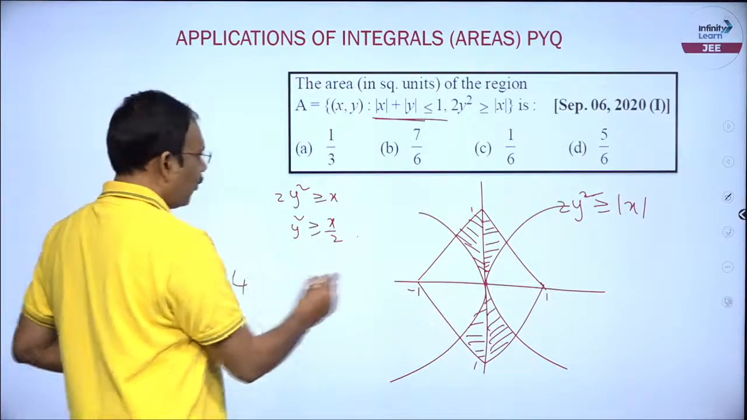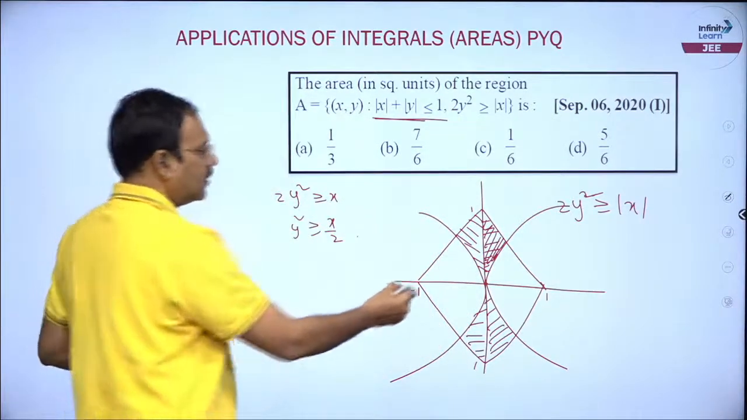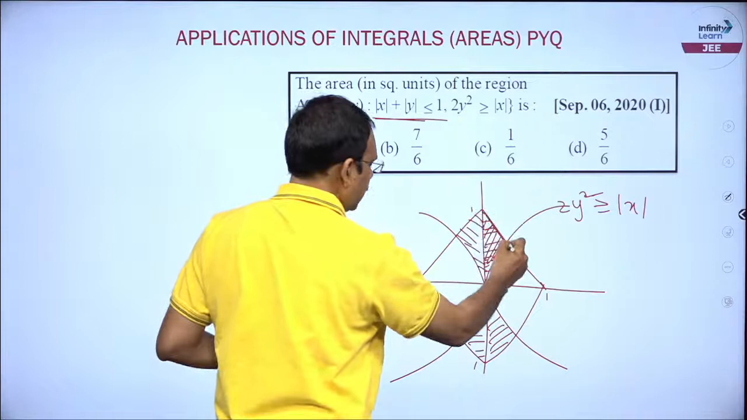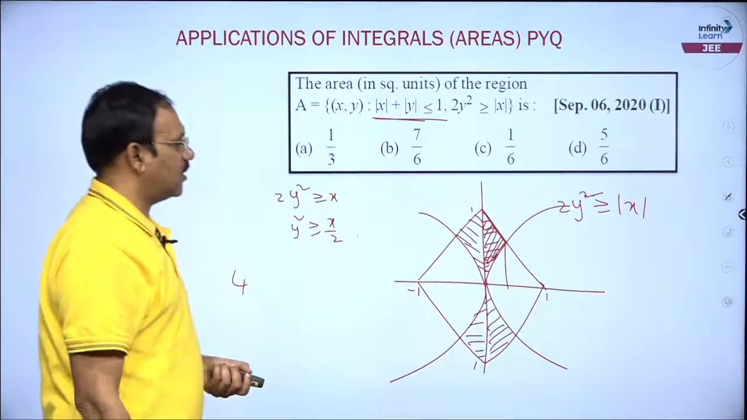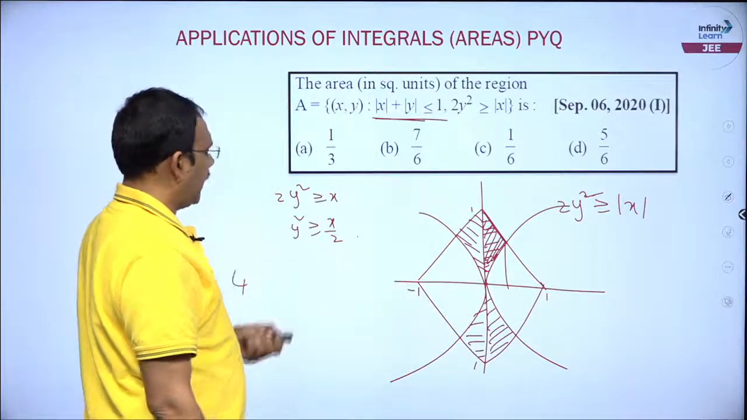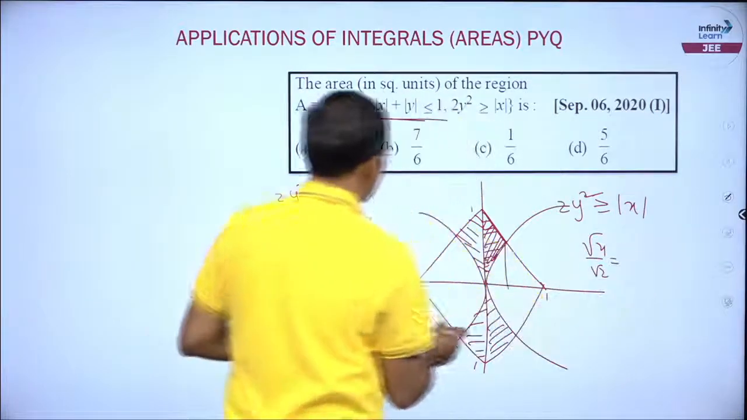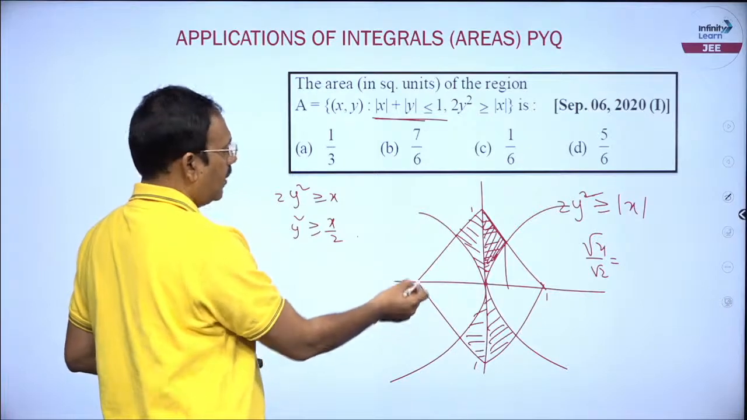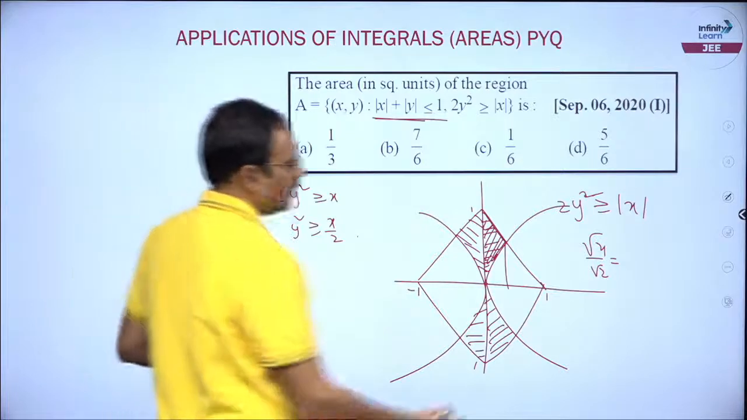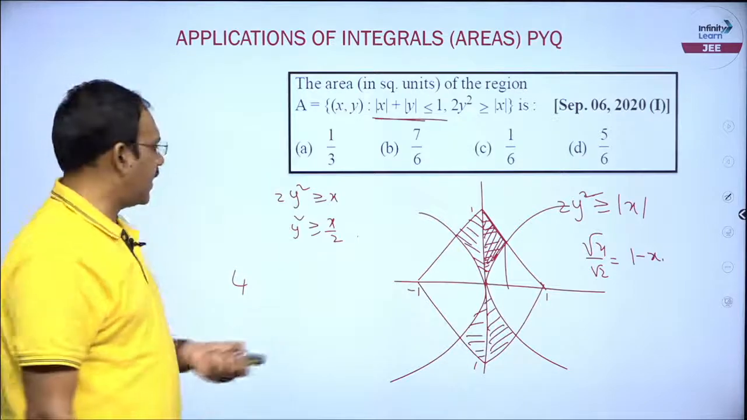Why can't I write 4 times this region alone? How to find this region, dear friends: this is the straight line, and on the x axis you find the points. This is going to be y square is equal to x by 2, y is going to be root x by root 2, whereas the second curve is x plus y is equal to 1, y is equal to 1 minus x. You just try to solve these two, you will get the x value.